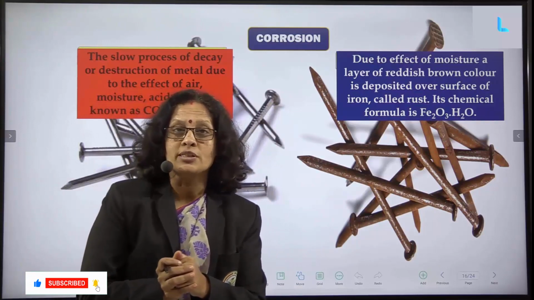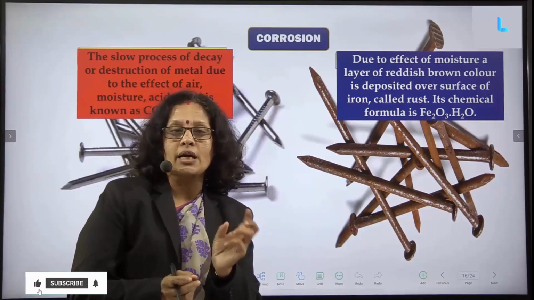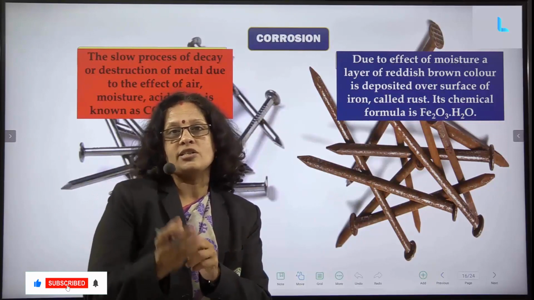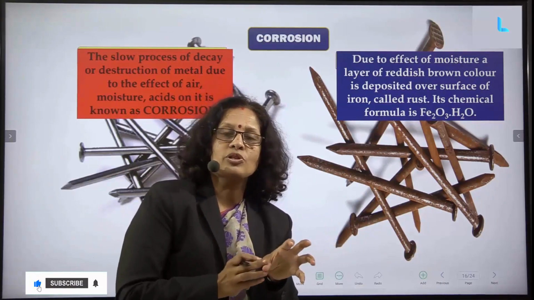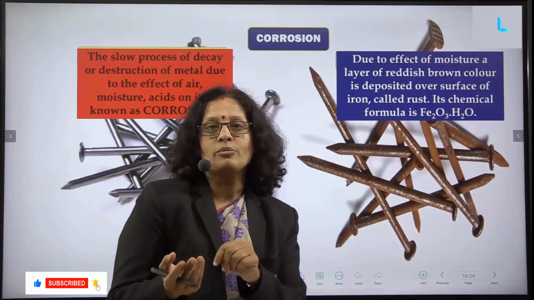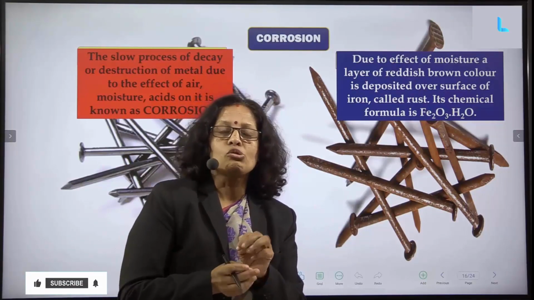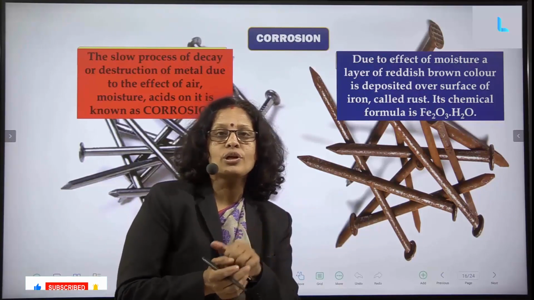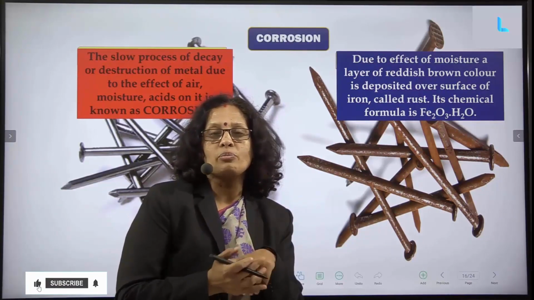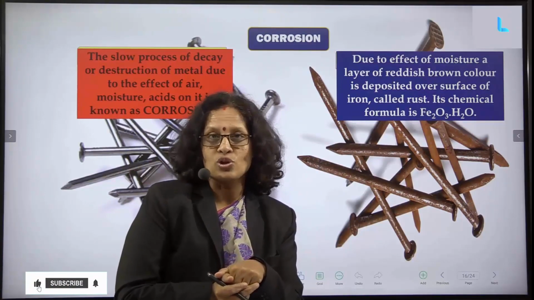Alloying is a mixture of two or more metals to make use of their properties, like the iron stainless steel utensils all of you are using at home. The major composition of stainless steel is iron only. Apart from that, cobalt and nickel are present. So we can use the strength of iron as well as get rid of the disadvantage, or the property, which is called corrosion.